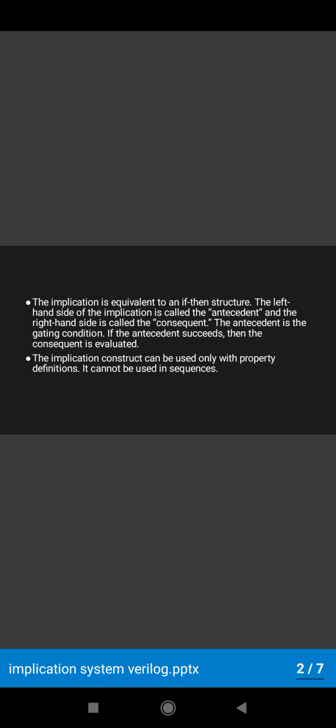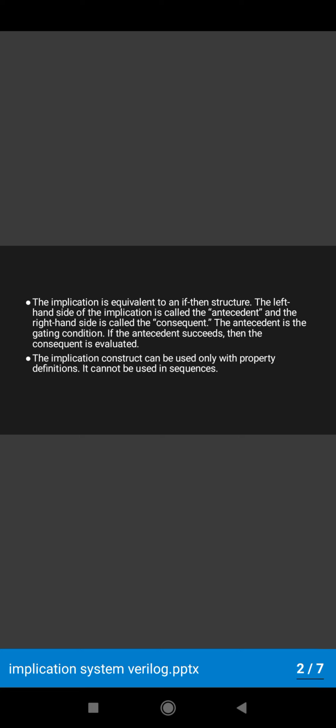Hello and welcome. In this video we will be discussing the concepts of the implication operator in SystemVerilog, and in the next video we will be doing some practical examples of the implication operator. So basically, implication is equivalent to an if-then structure.